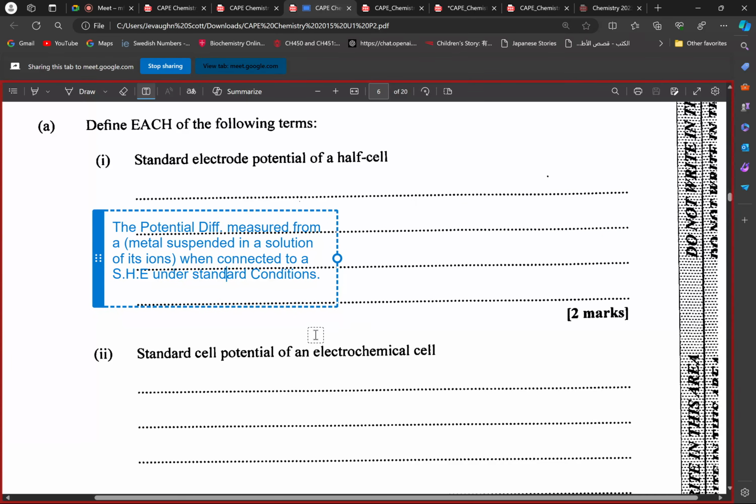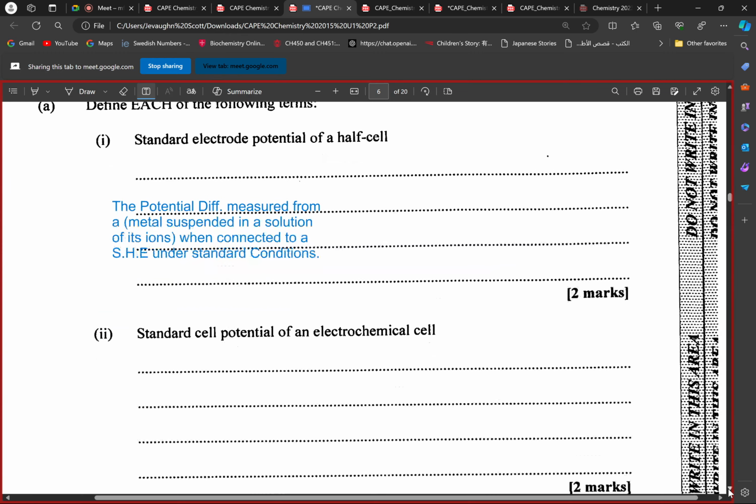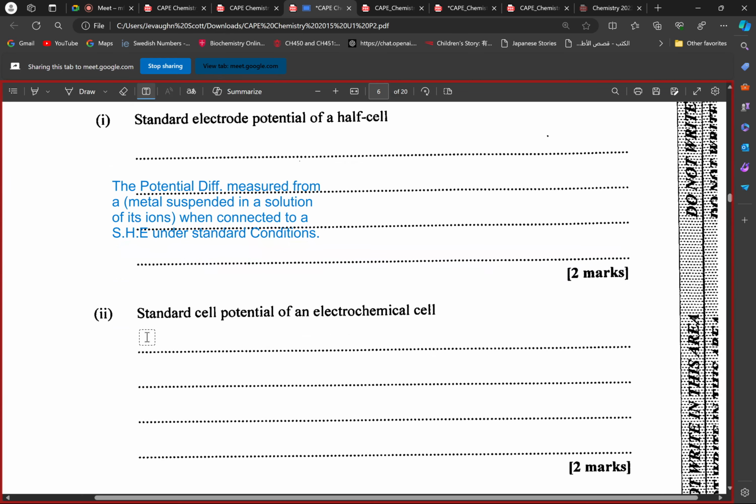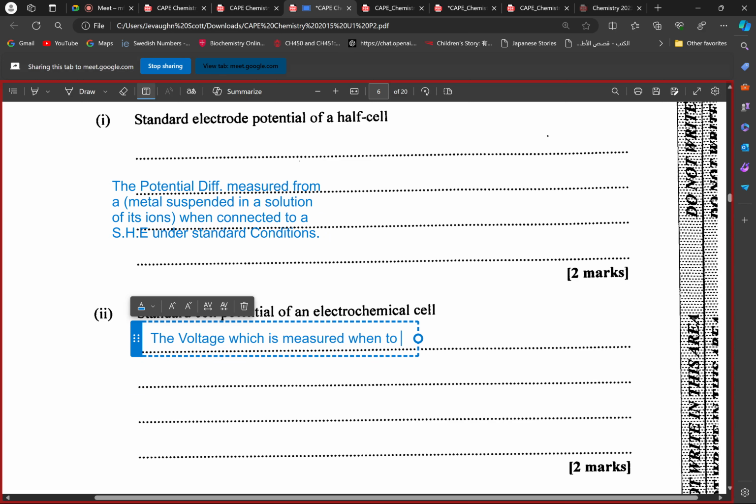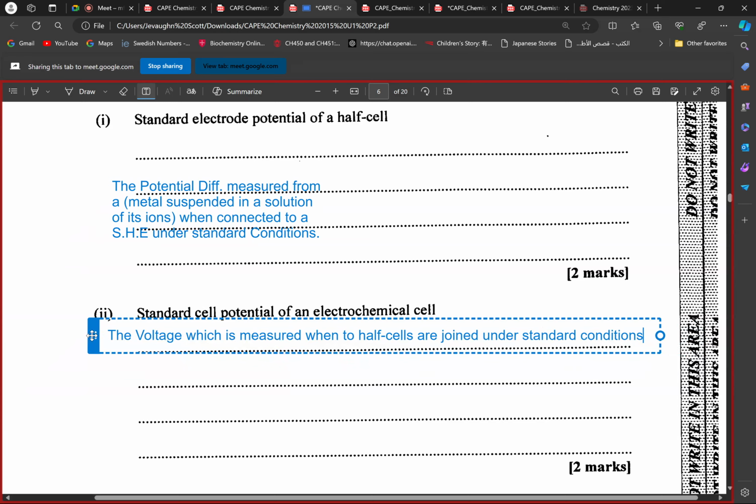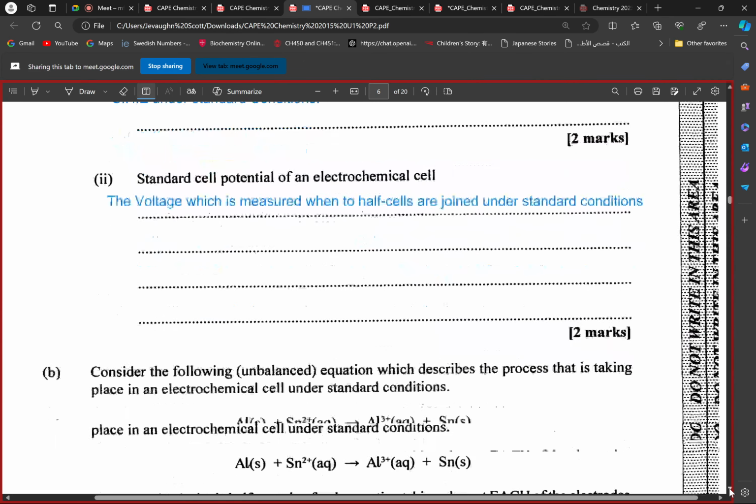The standard cell potential of an electrochemical cell, what is that? It's the voltage which occurs when two standard half cells are joined under standard conditions. Lovely. All right, it seems really easy.